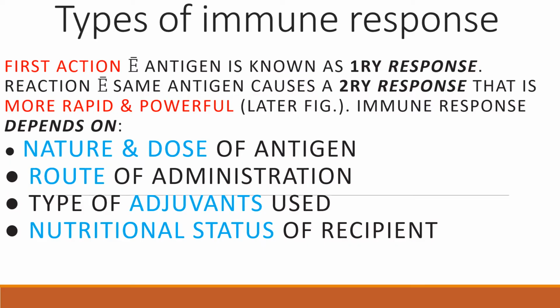Types of immune response. First action with antigen is known as primary response. Reaction with the same antigen causes a secondary response that is more rapid and powerful. It will be explained in a later figure. Immune response depends on nature and dose of antigen, route of administration, type of adjuvants used, and nutritional status of the recipient.